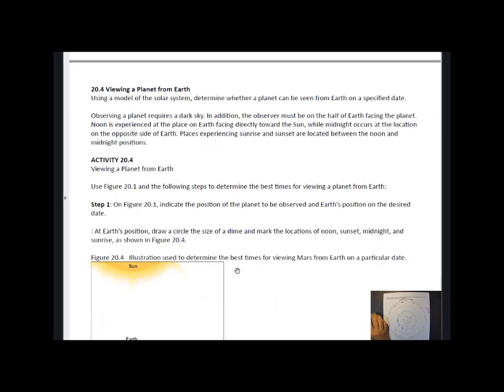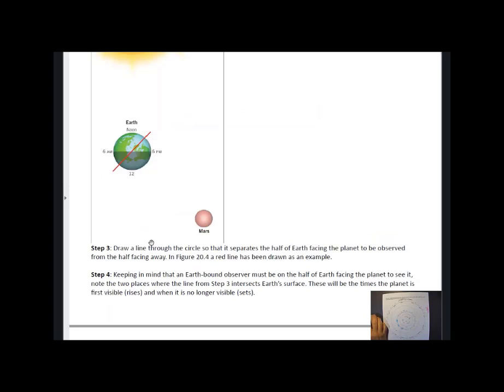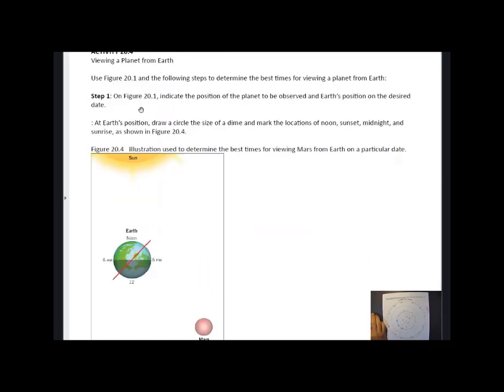So for this activity 20.4, we want to do some editing on our figure 20.1, right? So they want you to edit or do some work on this 20.1. And so let's see. Step 1 on figure 20, indicate the position of a planet to be observed and Earth's position on the desired date. So we'll see what they want us there. And then here's where they want us to make Earth kind of dime size and mark the locations of noon, sunset, and midnight. So I'll show you how to do that in a moment.